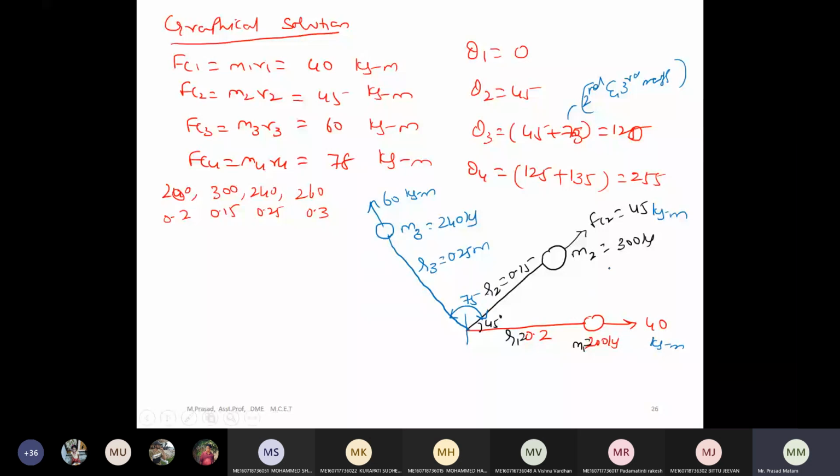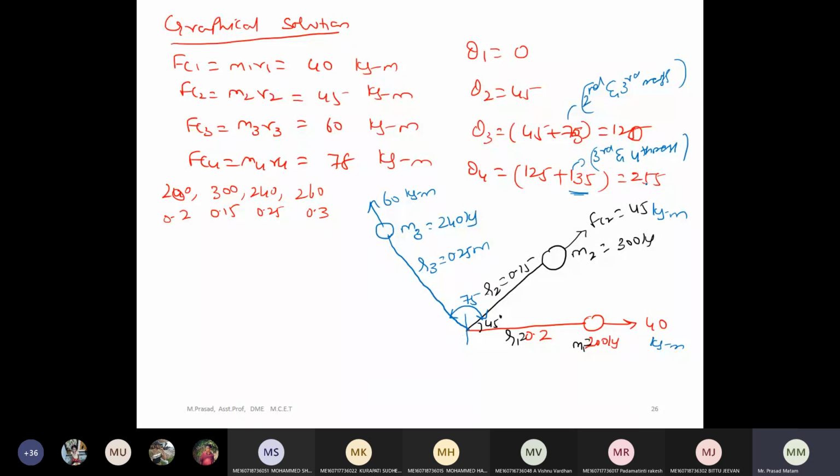Now similarly go for the fourth mass, 260 kg at radius of rotation 0.3. Between the third mass and fourth mass, what is the angle? 135 degrees. With respect to the first mass, the total angle is 255 degrees. You got it? How have they given it? Between mass 1 and 2, 45 degrees; 2 and 3, 75; between 3 and 4, this 135 degrees is the angle. So from here, you draw a line making an angle of 135 degrees.